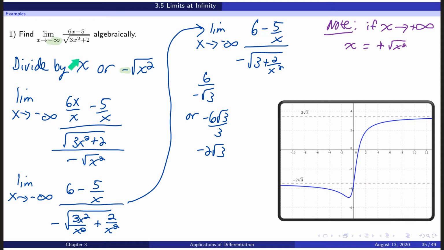You might say, why didn't we put a negative in front of the x? Well, the x is already negative. But when I take that negative x and square it, and then take the square root, that produces a positive number, so I need this extra negative to turn it back into a negative.